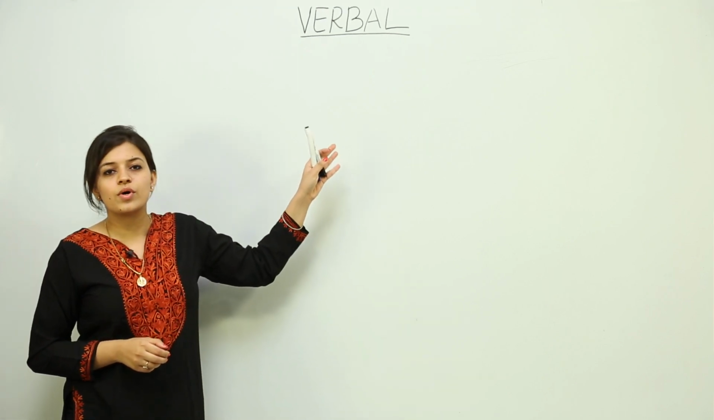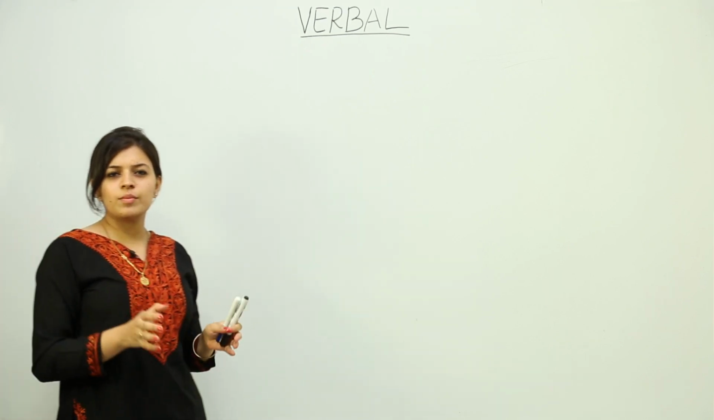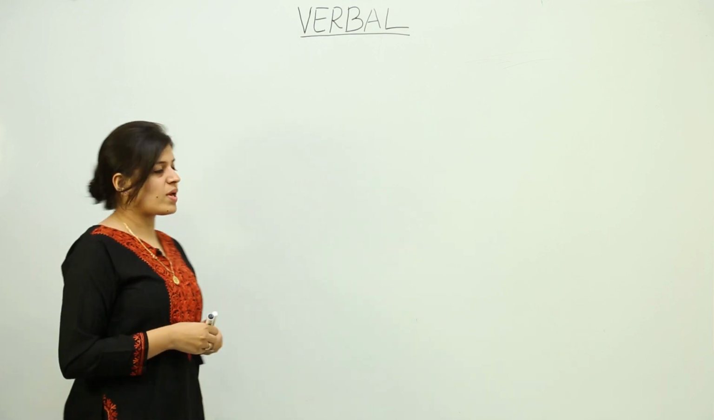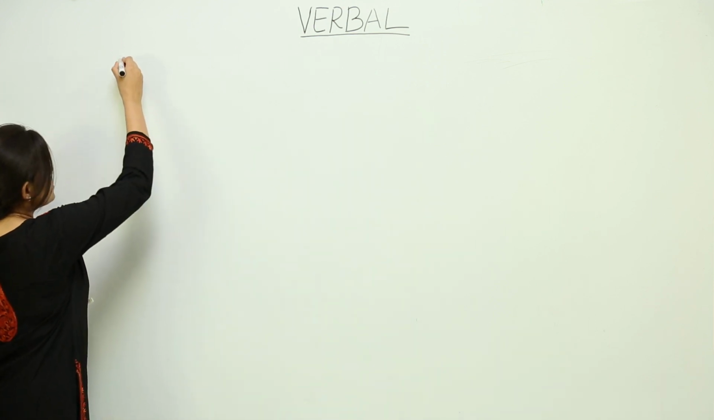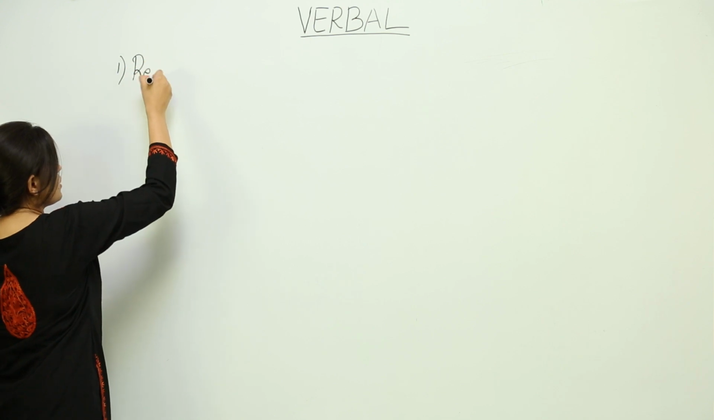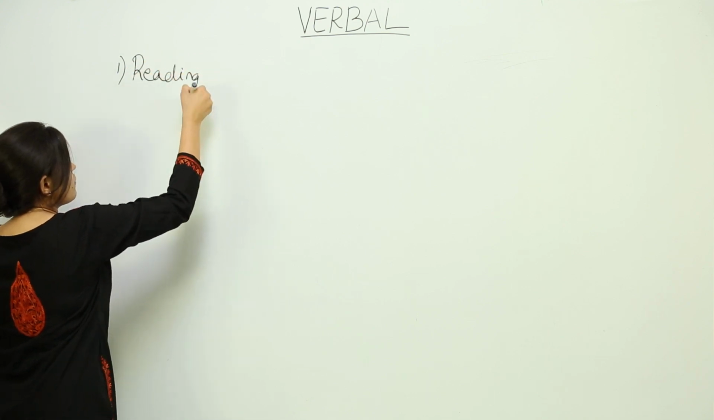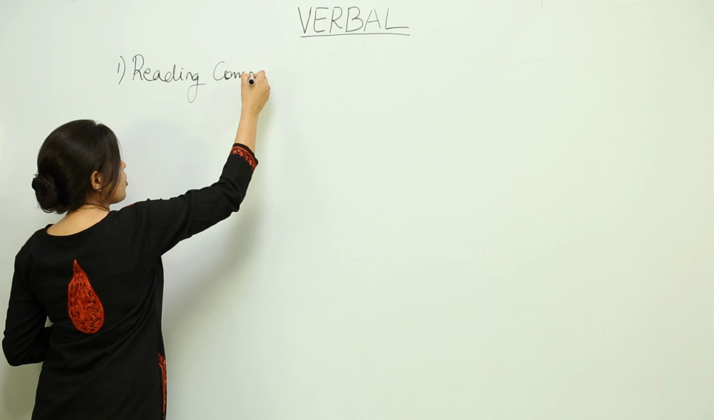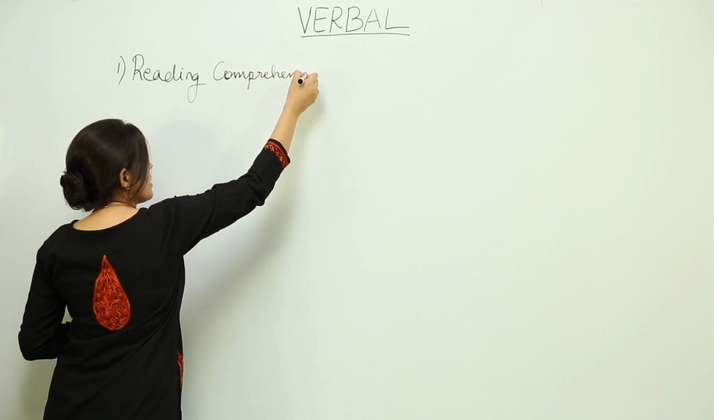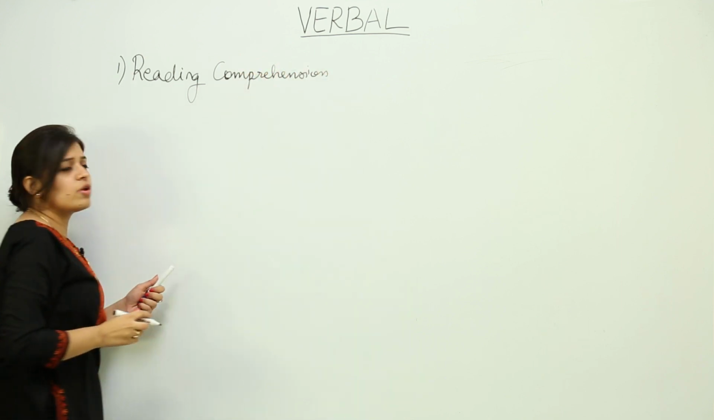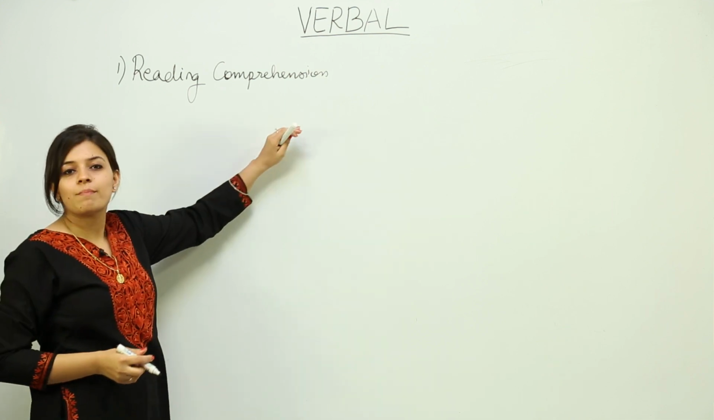Let's discuss the verbal part of GRE. In the verbal part of GRE, we have three types of questions. Let's see them. The first type of question that comes is reading comprehension. We all know what basically reading comprehension means. There will be a passage followed by a couple of questions which will be based on the passage itself.